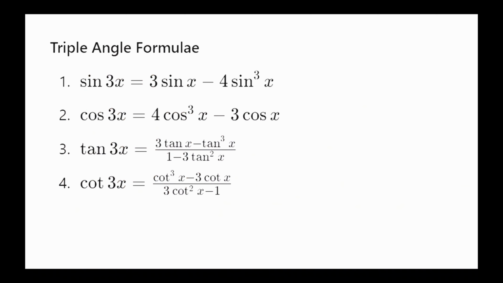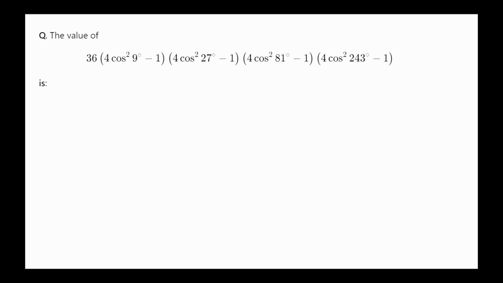Now talking about triple angle formulas, we studied about double angle. Now triple angle formulas. Sine 3x can be written as 3 sine x minus 4 sine cube x. Cos 3x can be written as 4 cos cube x minus 3 cos x. Tan 3x can be written as sine 3x by cos 3x, and then finding out the values. Similarly for cot as well. So again, formulas for you to remember.